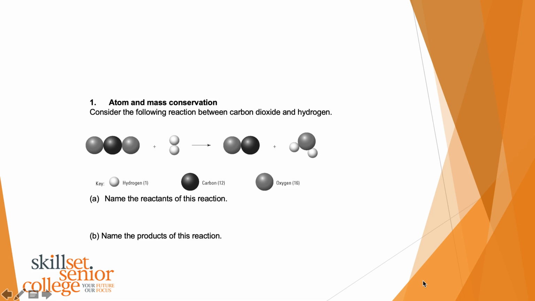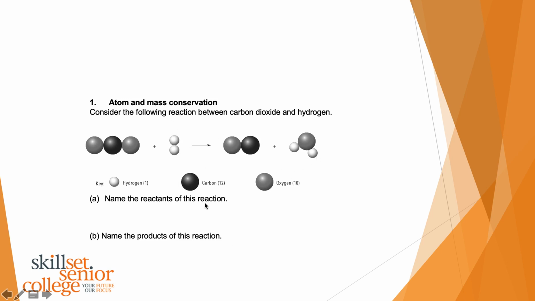Okay, question number 1. Atom and mass conservation. Consider the following reaction between carbon dioxide and hydrogen. We have the reactants on the left-hand side. Carbon is represented by the black sphere, oxygen by the grey sphere, and hydrogen by the white sphere. The first reactant is carbon dioxide: 1 carbon, 2 oxygen, CO2, plus hydrogen, which is 2 hydrogen. What does this equal? We're going to name the products on the next slide.